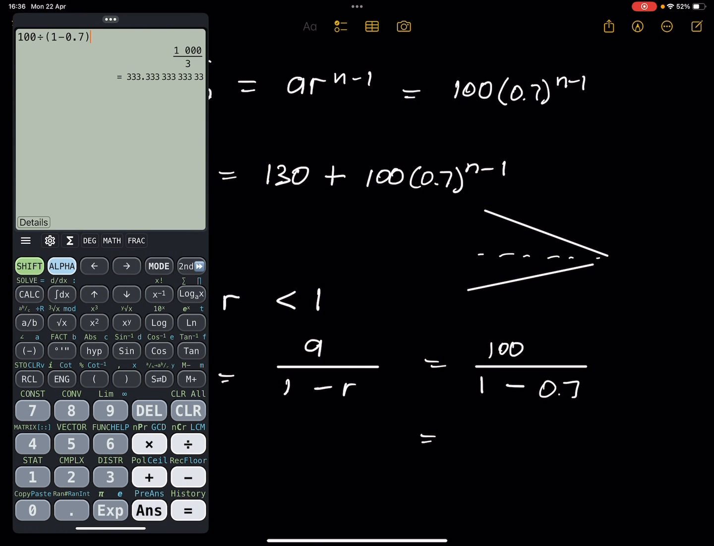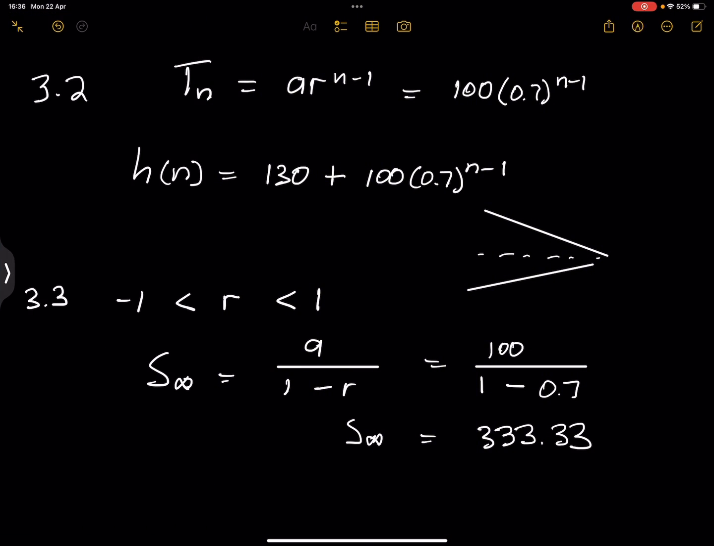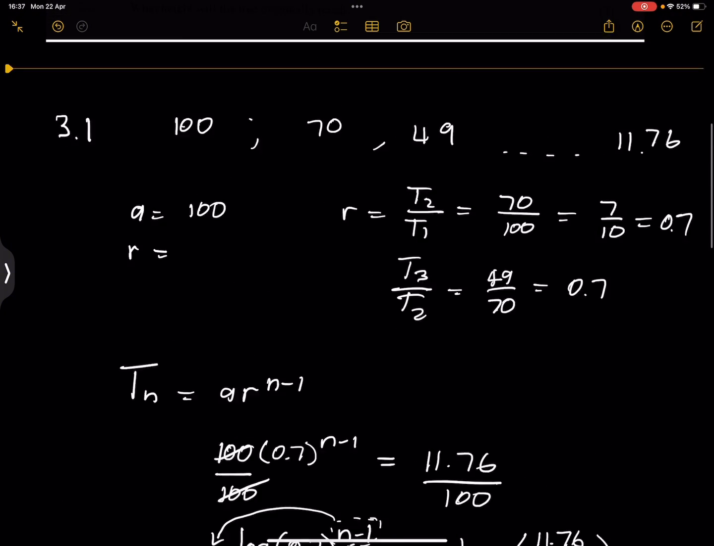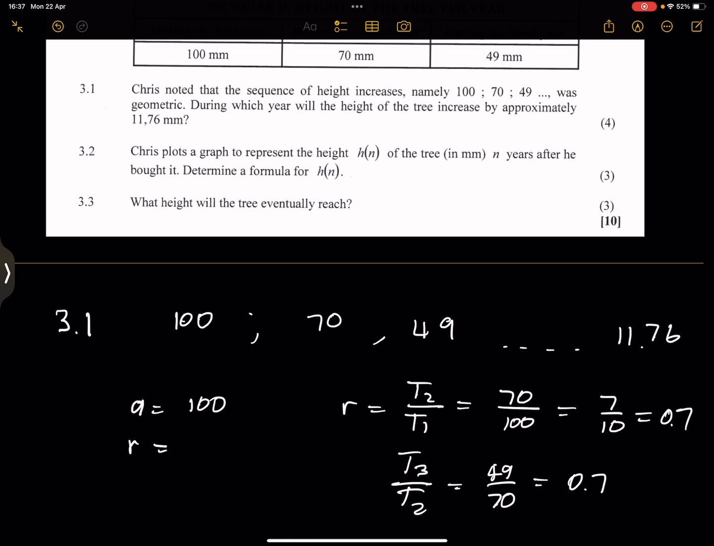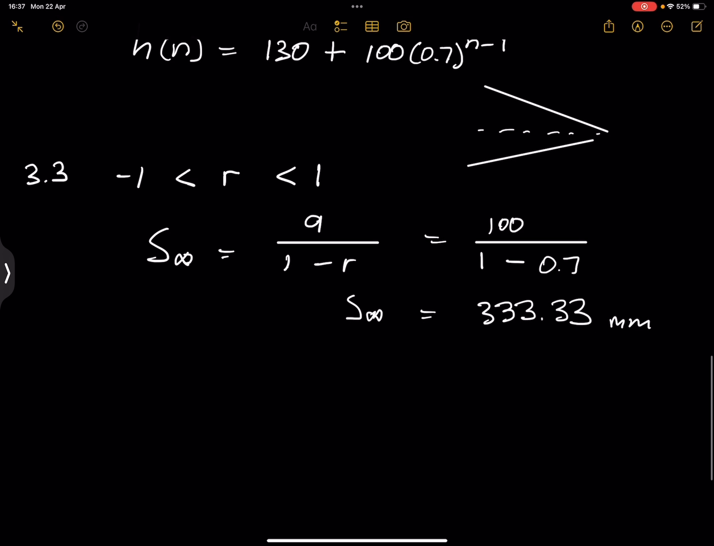And we get 333.33, right? So the tree will grow by this. This is the maximum growth of the tree. But what did they want to know? They wanted to know what height it will eventually reach. So it will be the height of the tree.